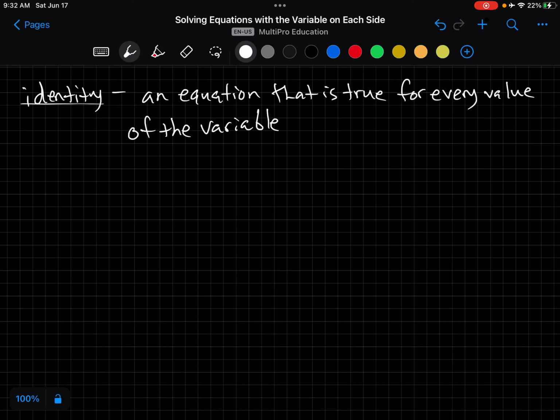Whenever you plug in something, solve an equation for a variable, it is always true for every value there. So in this case, that last example, we did not have an identity.